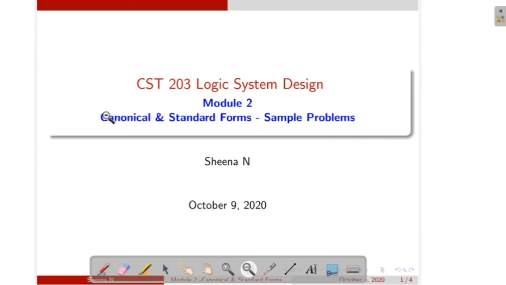Hi students, in the last video we have studied minterms and maxterms, sum of product expression and product of sum expression, then what is canonical and standard forms. Here I will discuss some sample problems related to this canonical and standard forms.